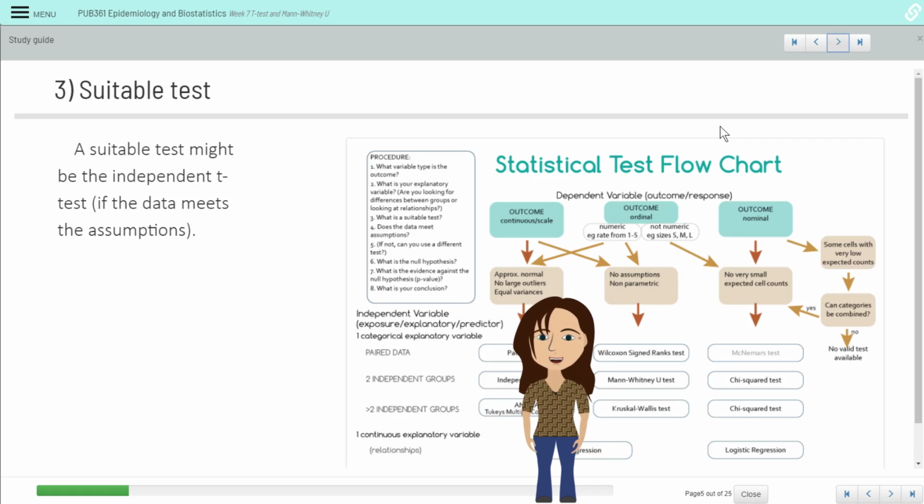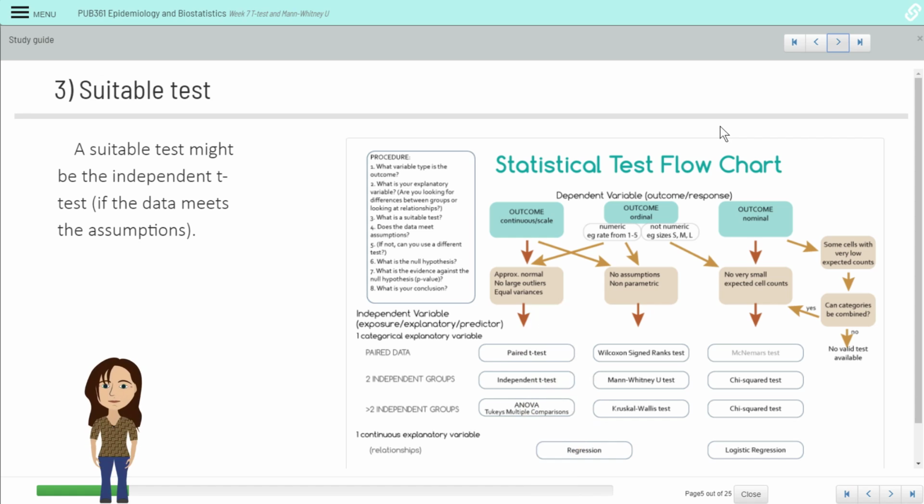So if we look at the flowchart, we would follow this down from starting with the dependent variable. We've got a continuous outcome. These are the assumptions we're going to check, and we'll do that in a second, but the first thing we want to do is choose an appropriate test. So these are our choices in this column. We don't have paired data, we don't have lots of groups, we've got two independent groups, so we're going to start with the independent t-test. Now we're going to check the assumptions for this test, and if they are not met, then we might slide on across here to the Mann-Whitney U instead.